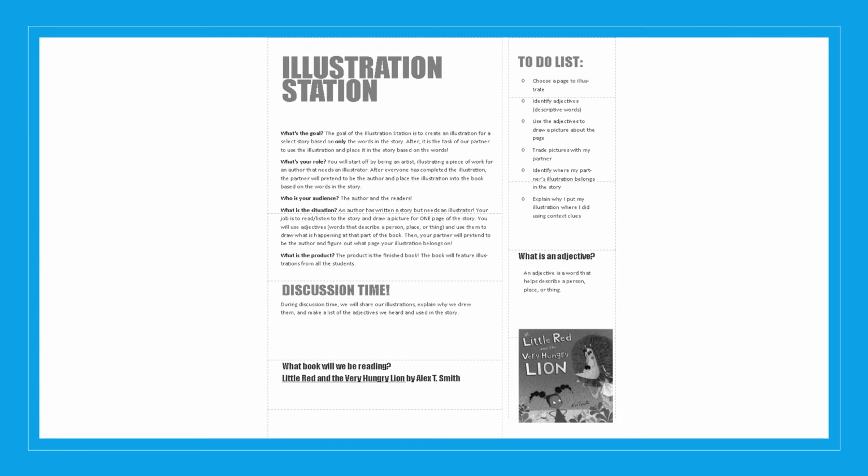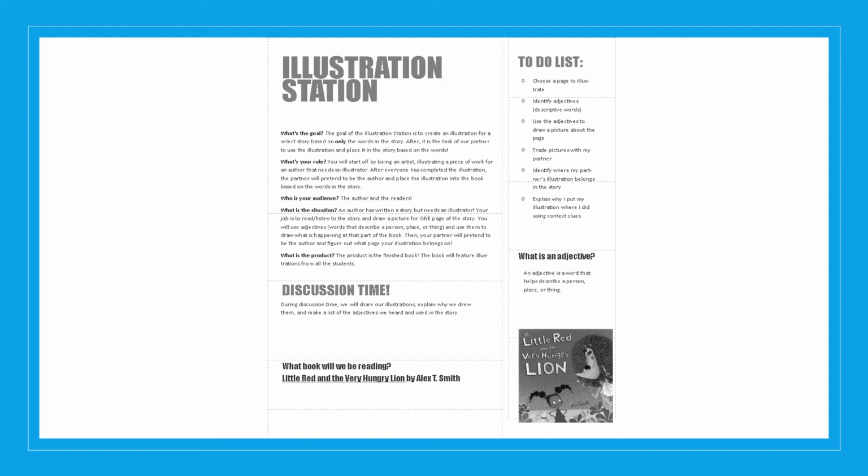After deconstructing the standard, it is important to create the performance task with the given expectations. This slide represents the performance task that was given to students. The goal of the performance task is to create an illustration for a story based on only the words in the story. After, it is the task of our partner to use the illustration and place it in the story based on the words. The role of the student is to start off by being an artist, illustrating a piece of work for an author that needs an illustrator.